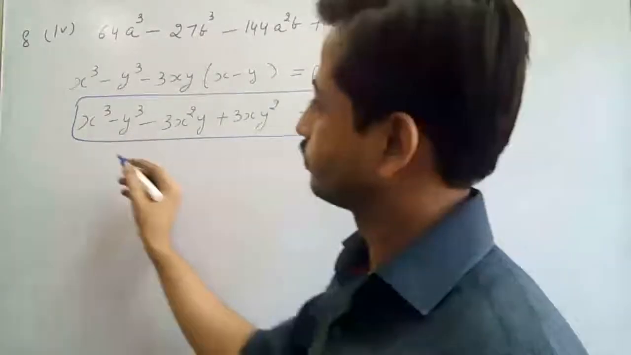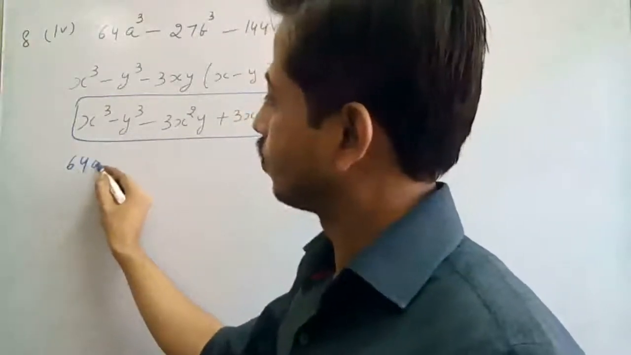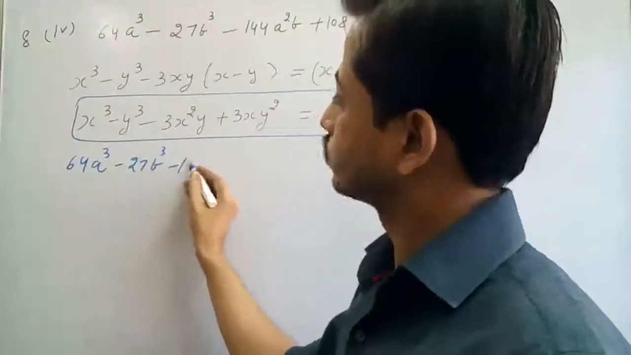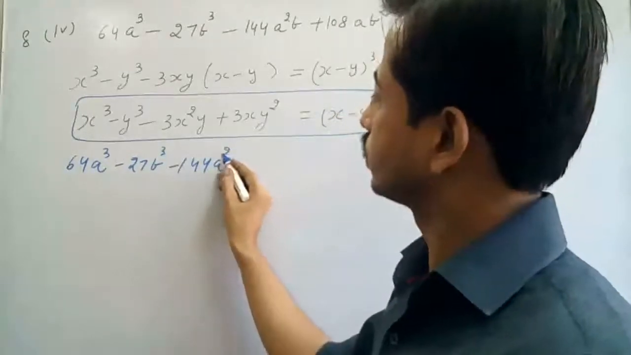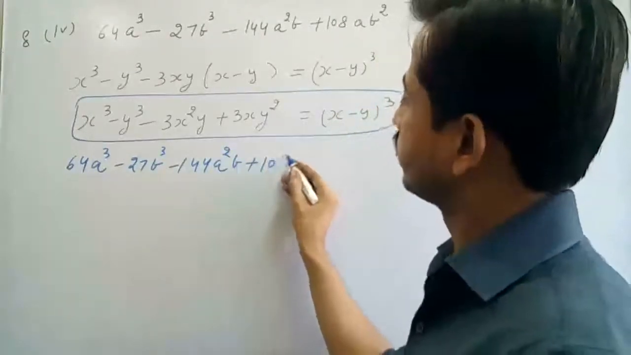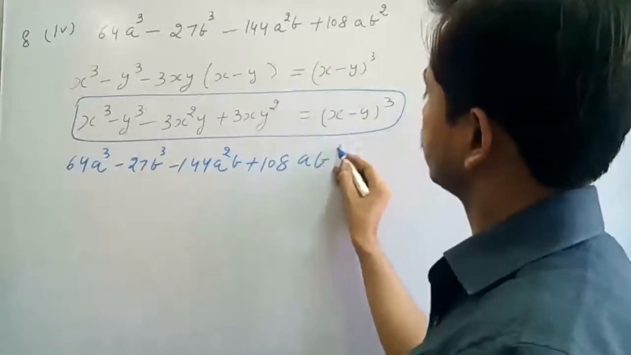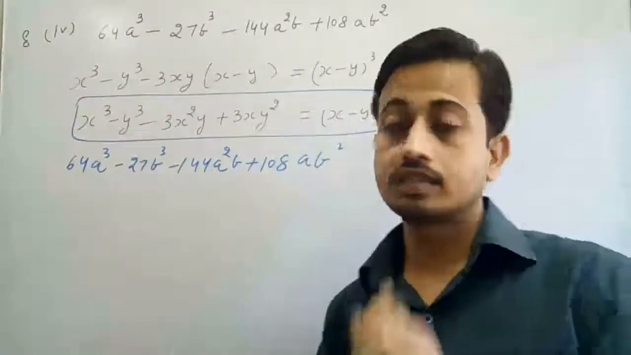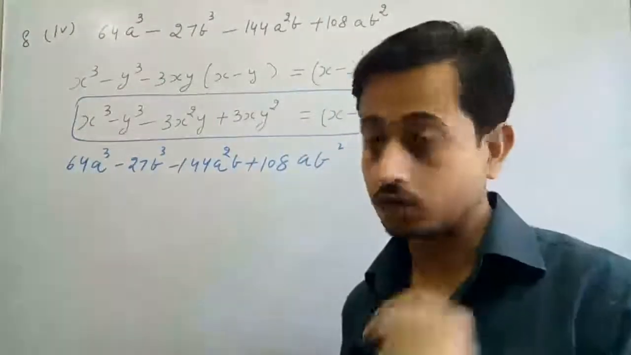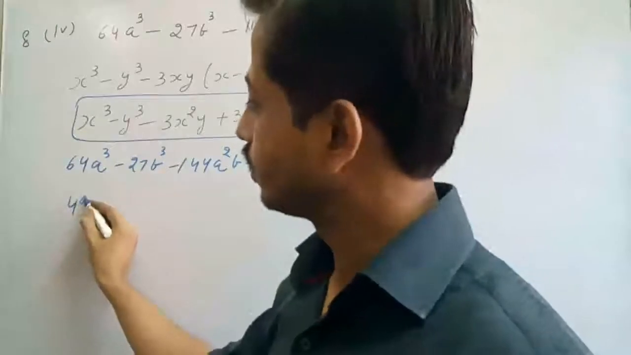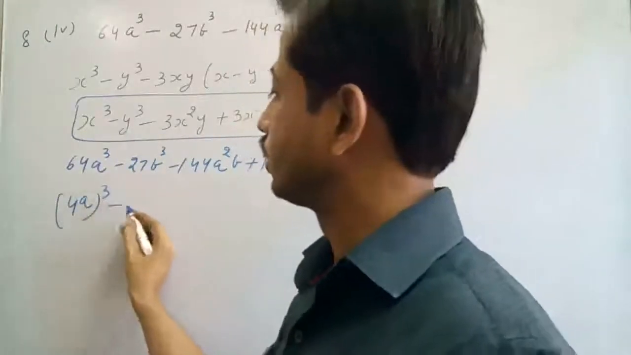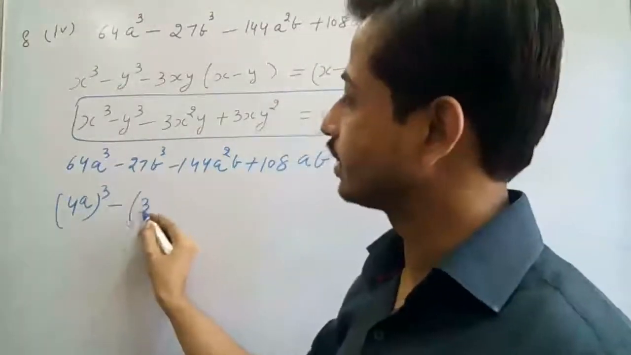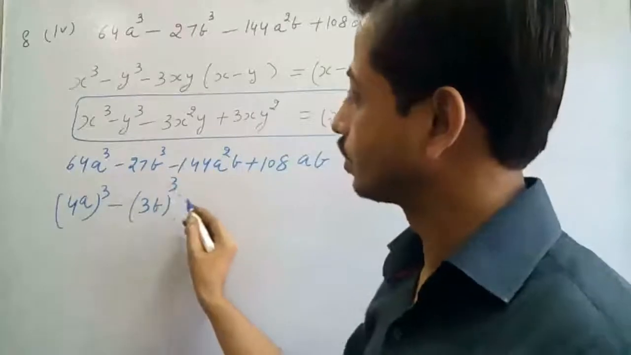Our question is 64 a cube minus 27 b cube minus 144 a square b plus 108 a b square. Now what we have to write? First term as a whole cube, and 64 is what? Whole cube of 4. So overall we can rewrite it as 4a whole cube, and 27 is what? Whole cube of 3. So overall we can represent it by 3b whole cube.